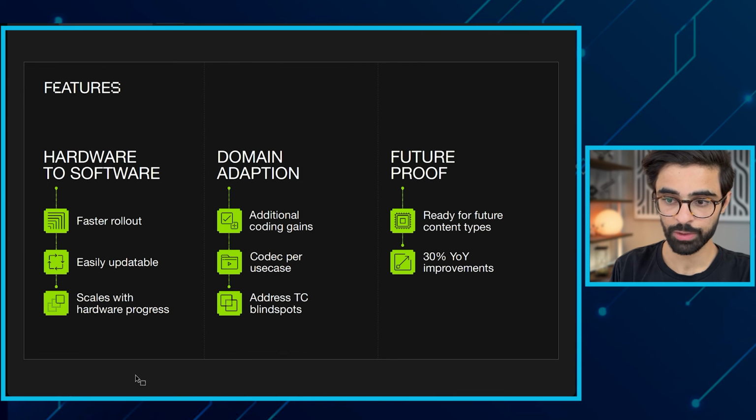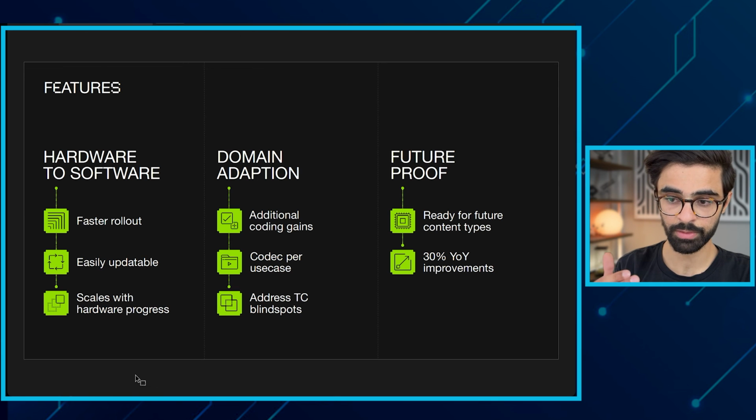The second point is domain adaptation. Because AI-based codecs are learned, we can change what they're learned on, and that essentially allows us additional codec gains. So you can restrict the domain over which you learn your codec and get some codec gains. You can have a codec for, say, just football, if you just train it on football data, or for basketball, if you just train it on basketball data. So you can also have a codec per use case.